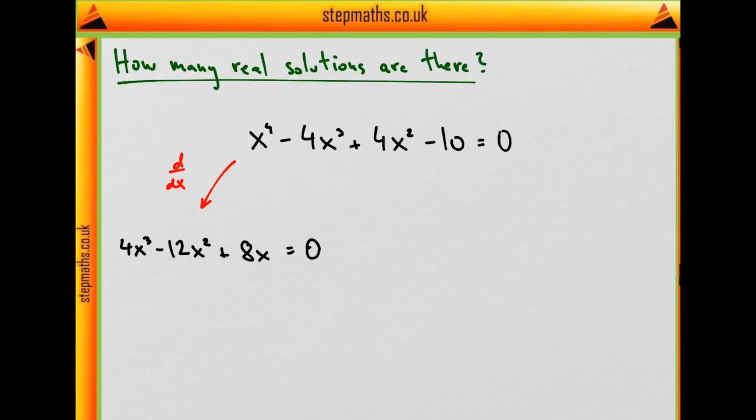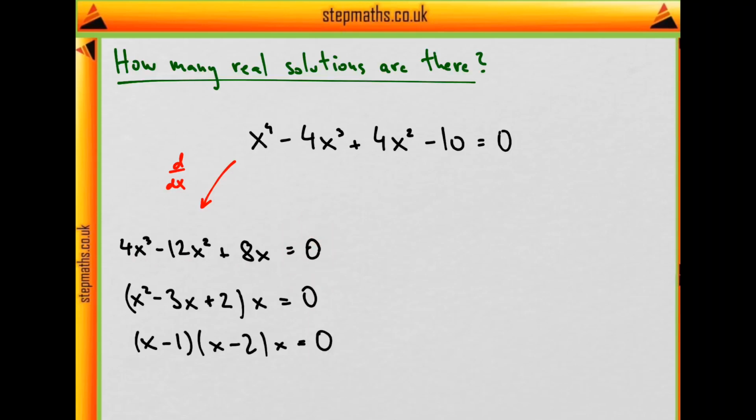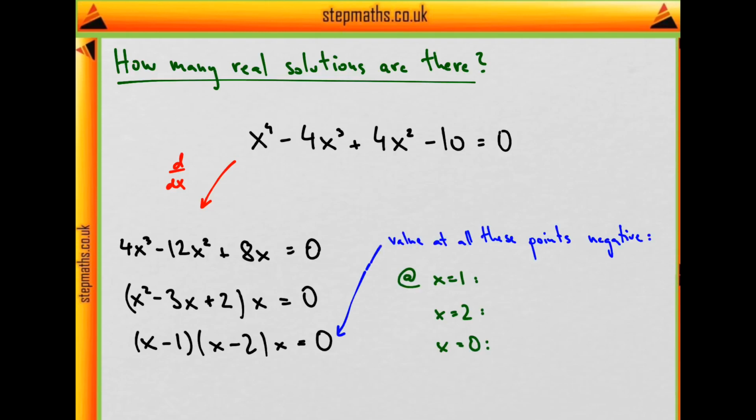So when we do that, we get 4x cubed minus 12x squared plus 8x must equal 0 in order to get the stationary points. And that factorizes nicely to x minus 1 times x minus 2 times x equals 0. So we have 3 stationary points at 1, 2, and 0. And we see that the value of the original polynomial is negative at all 3 of these points. It's negative 9, negative 18, and negative 10. So that's one fact we'll use, that the value of this polynomial is negative at all 3 stationary points.